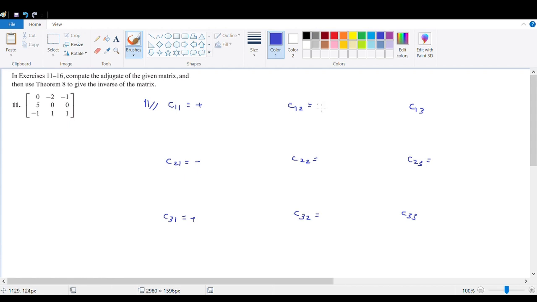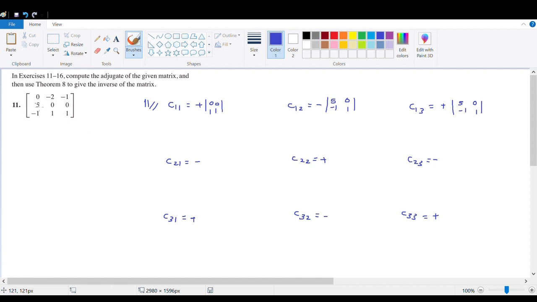Then this row is negative, positive, negative. So positive, negative, positive. Now C11: we take the first entry, cross out its row and column, and we are left with the determinant of the matrix 0, 0, 1, 1. Similarly, for C12, we cross this one out and we are left with the determinant of 5, minus 1, 0, 1. For C13, we are left with the determinant of the matrix 5, minus 1, 0, 1.